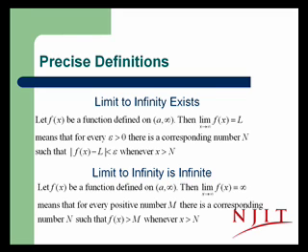On the other hand, we have a definition when a limit to infinity is infinite. There we have: let f of x be a function defined on a to infinity. Then the limit as x goes to infinity of f of x is infinite means that for every positive number m, there is a corresponding number n such that f of x is bigger than m whenever x is bigger than n.